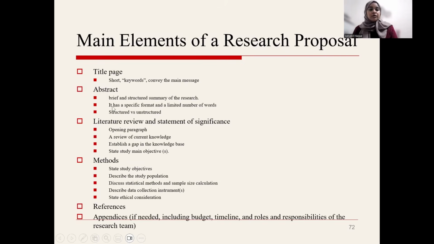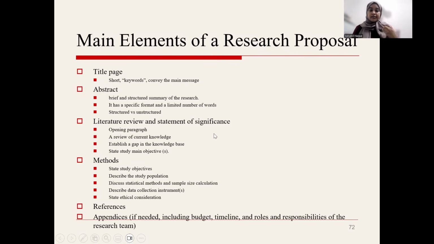Then, after the abstract comes the literature review. Literature review is the opening paragraph. It tells you everything else that is published on this topic already, and it identifies potential gaps that your study plans to cover. Okay, then you have the methods.